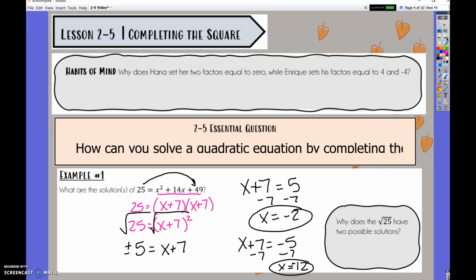Let's try this last example. We had 7 and 7. 7 times 7 was 49, but 7 plus 7 was 14. They actually had to add to that middle term.